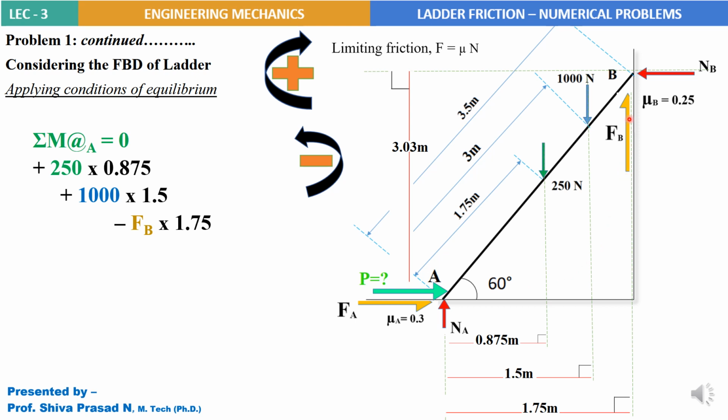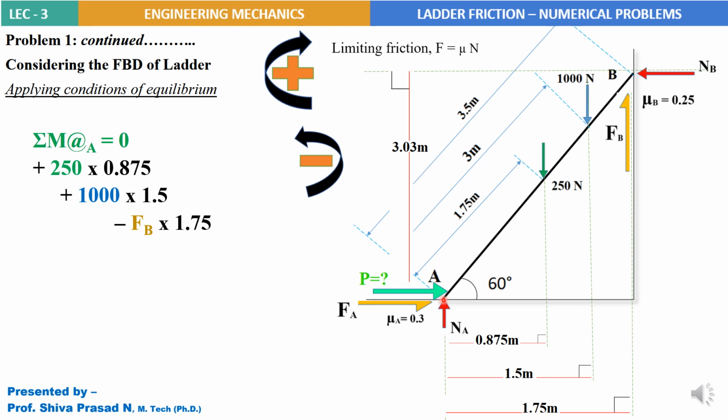FB about A is going to create an anti-clockwise rotation. Just observe, anti-clockwise rotation FB is going to create about A. So minus FB into the perpendicular distance 1.75, A to the line of action of FB, 1.75. So minus FB into 1.75.